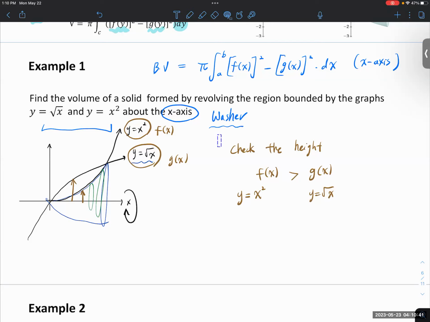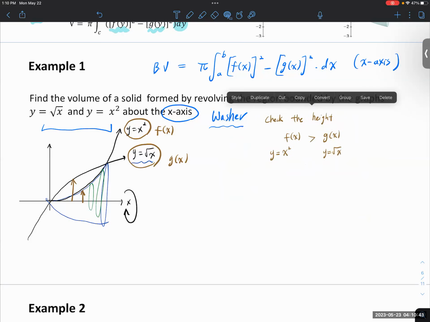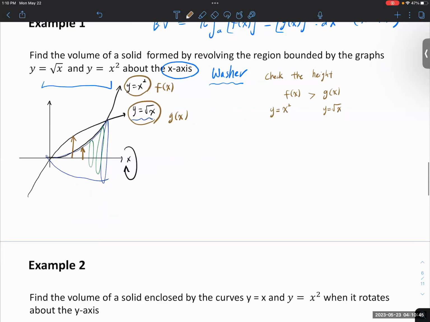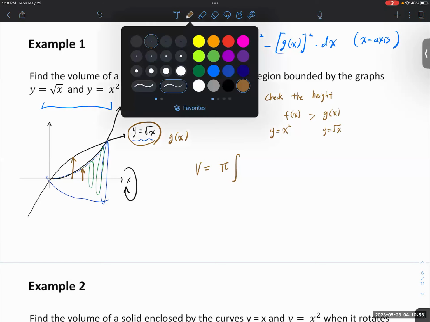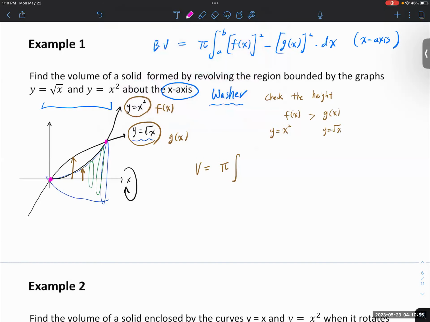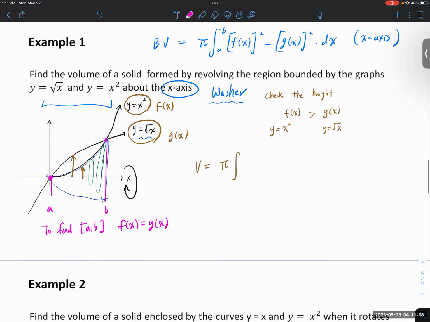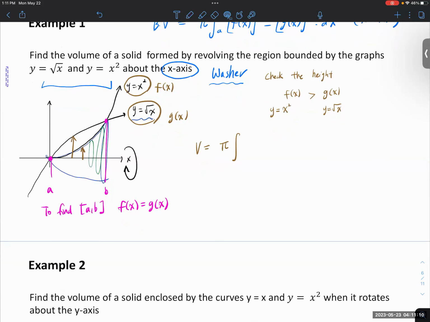So now set it up. The volume will be pi from where to where? Do we know a to b? They didn't give us from here to here, so we need to find a to b. To find a to b, we need to set f of x equal to g of x. Let's find the a and b.